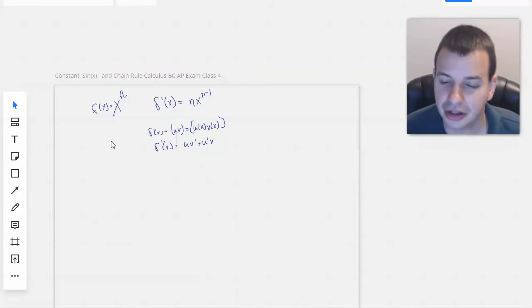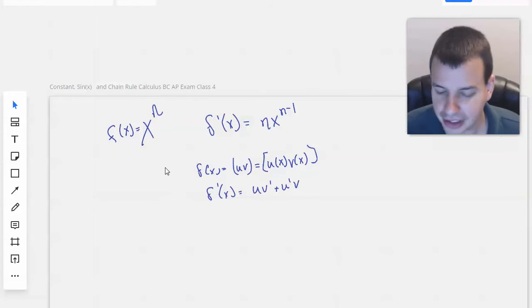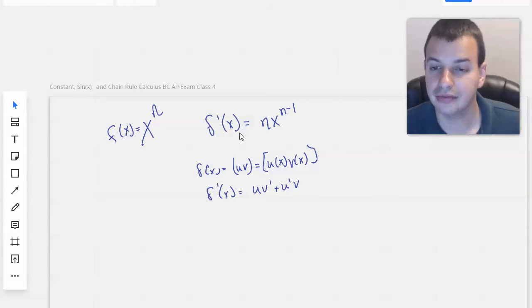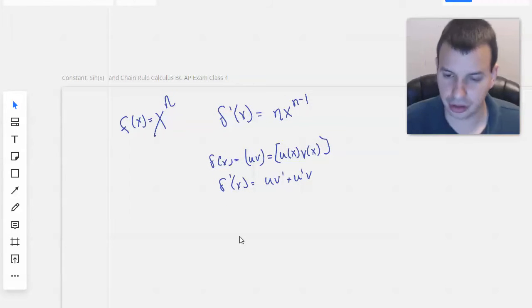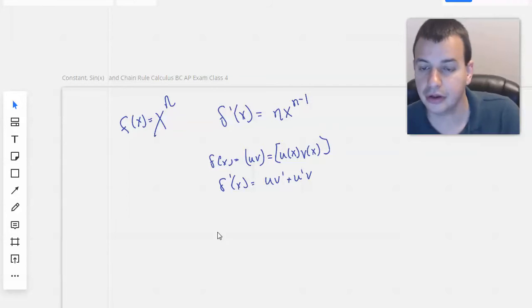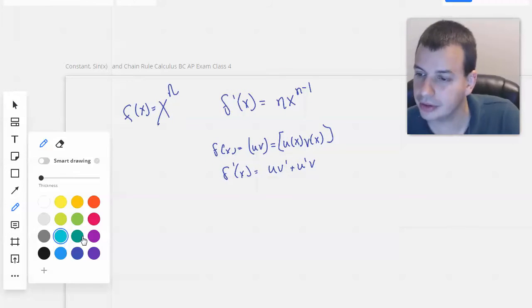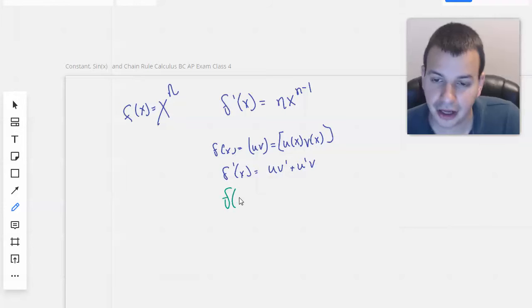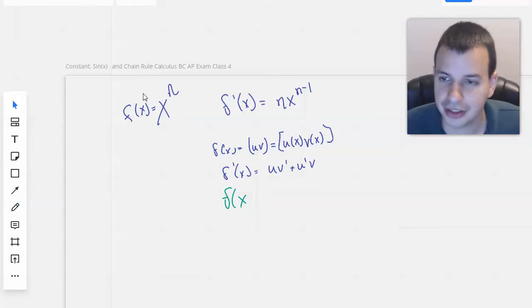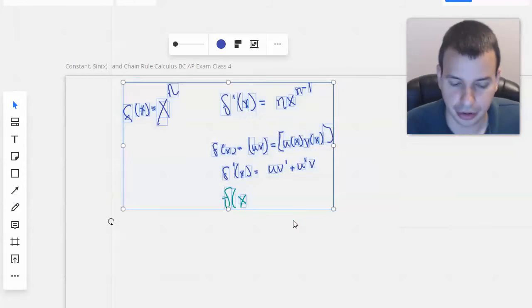Now we take on the challenge of, okay, what about sine of x? I'll leave these guys up there because they're still important. I'll add on, f of x, I'll rewrite these. I can do a better job.